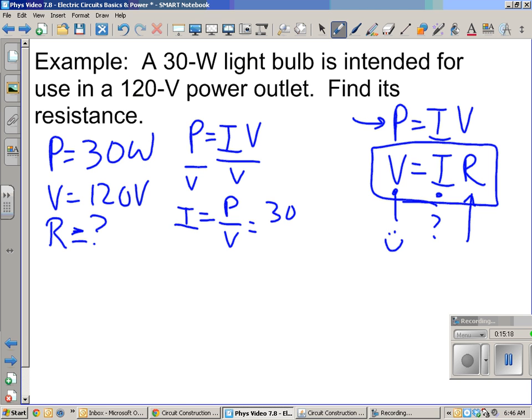So let's see, we've got a 30-watt light bulb plugged into 120 volts. So our current there turns out to be 0.25 amps. So now we can find our resistance.